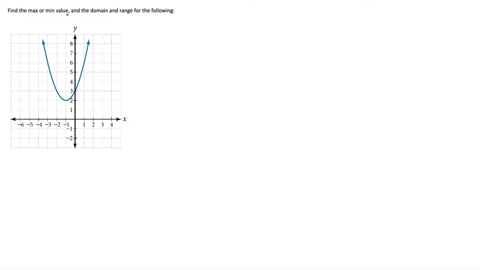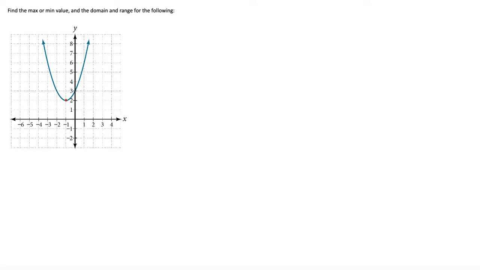Find the max or min value and the domain and range for the following. Okay, so we see a nice little U shape, so this is a parabola. It is given by a quadratic equation. Now this parabola opens up, right? So we know that we're going to have a minimum value in this case.